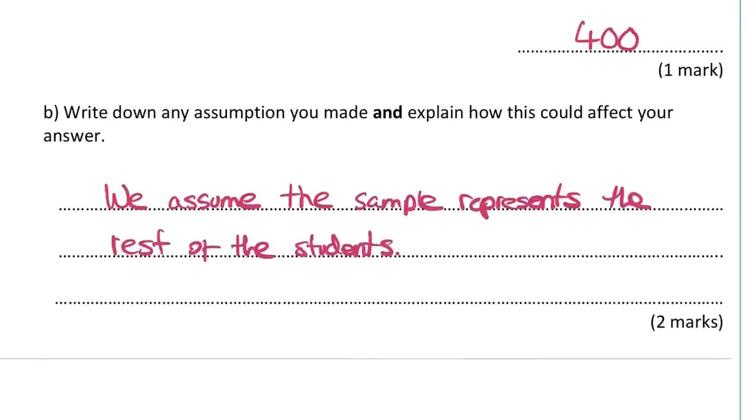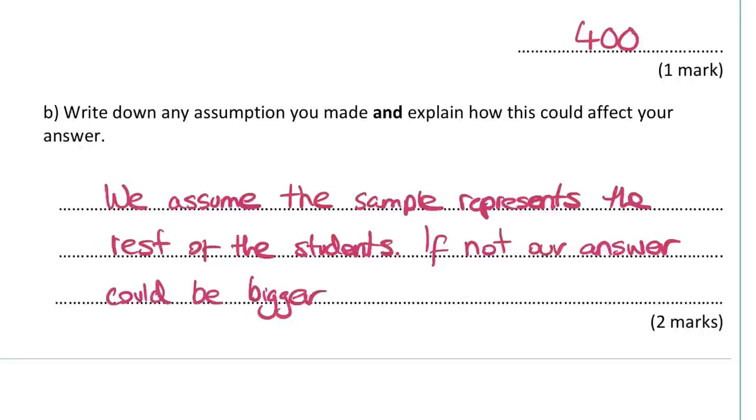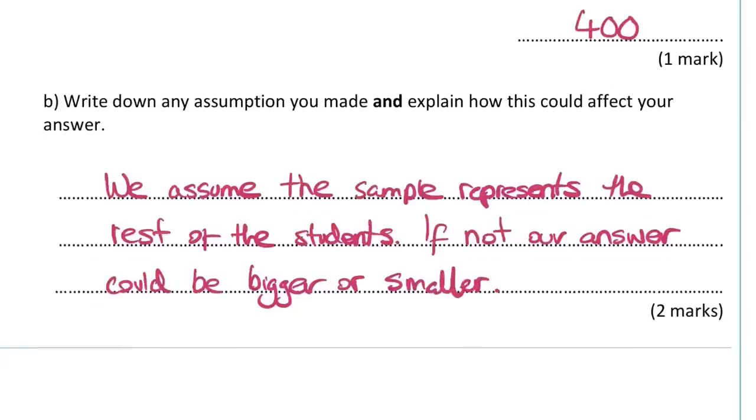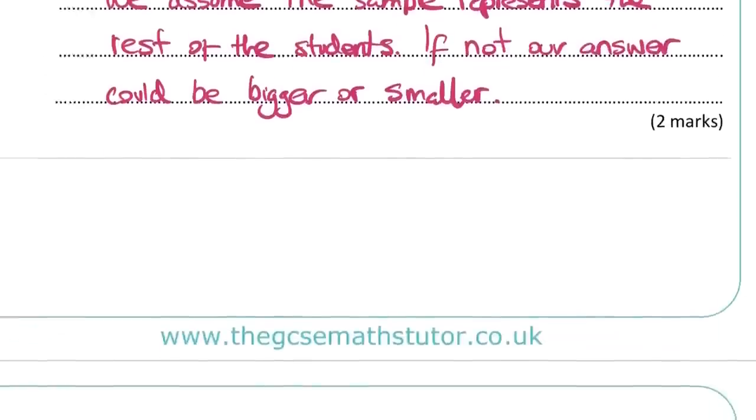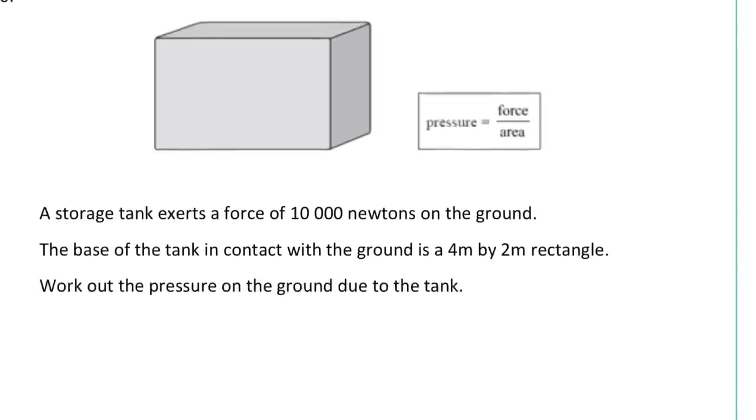If not, because it said explain how this could affect your answer, we would say if not, our answer, specifically referring to our answer here, as that's what it's asked about, could be bigger or smaller. Could be either way, and that would be our final answer. So we assume the sample represents the rest of the students. If not, our answer could be bigger or smaller. Okay, on to our next one.